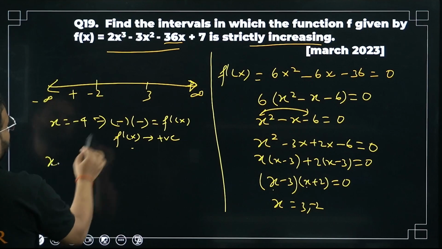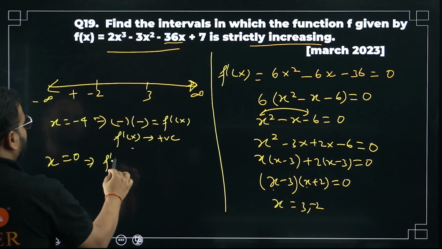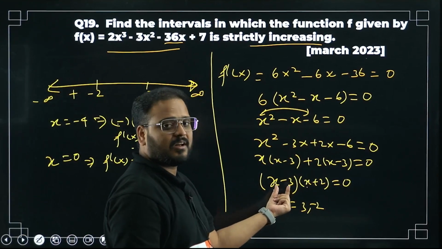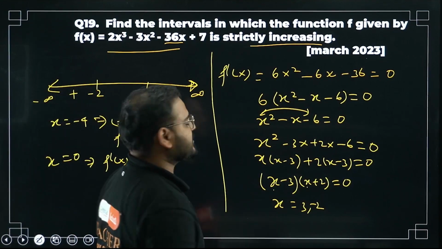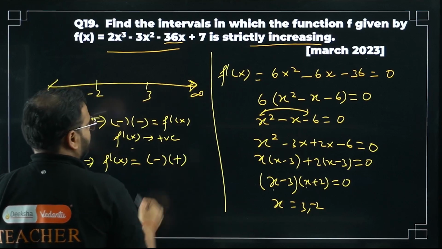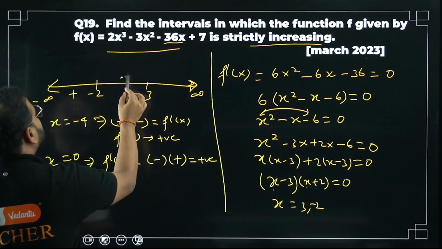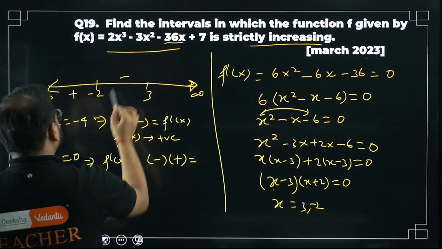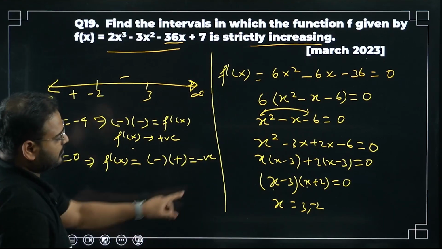Now in the interval between minus 2 and 3, let's take x equals 0. Check f dash of x. 0 minus 3 is negative, 0 plus 2 is positive. What's the product? Negative. Plus into minus is negative.